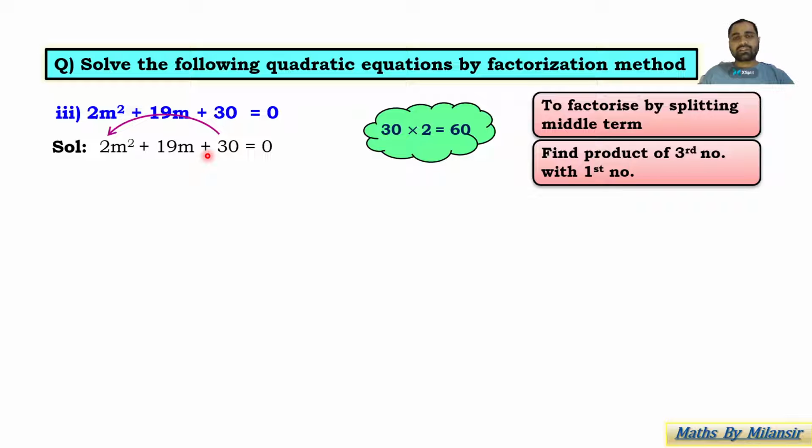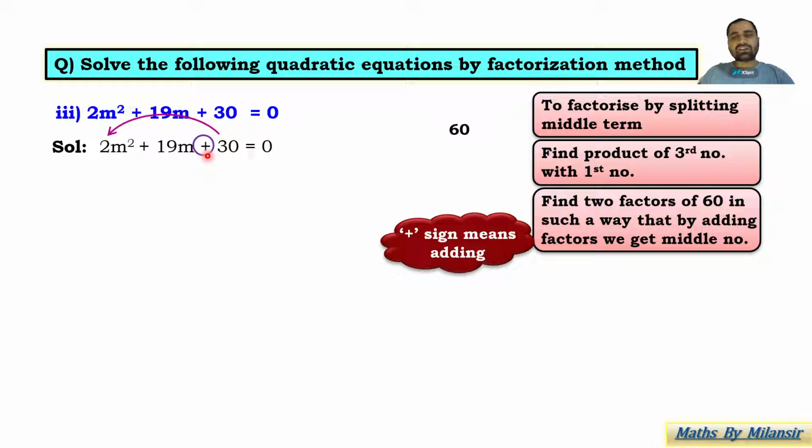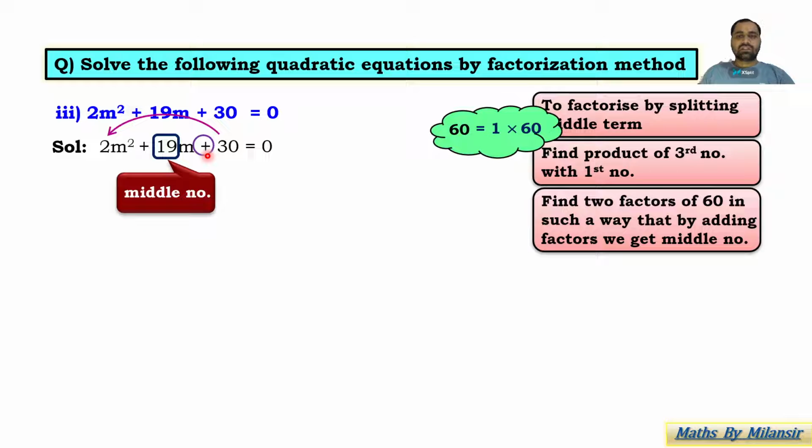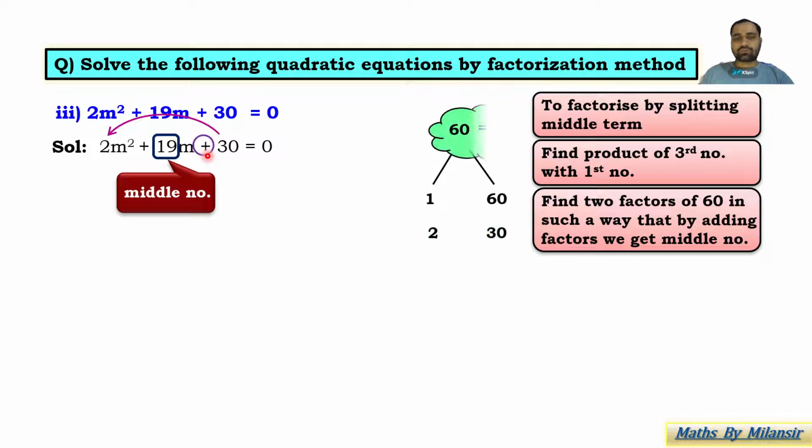So let us try to factorize 60 in such a way that by addition we get 19. So here find two factors of 60 in such a way that by addition we get the middle term. So here 1 multiplied by 60. If you add these two numbers, then it is 61, which is not required here. Here we require 19. Now if you try to divide by 2, because 60 is an even number that is divisible by 2, so 2 and 30, the sum is not equal to 19. Therefore this factor is also not possible.